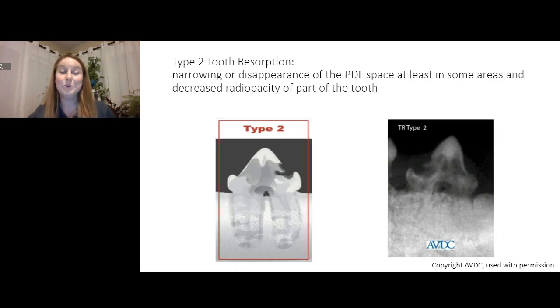which brings us to type 2. Type 2 tooth resorption is when we have a narrowing or disappearance of the periodontal ligament space in at least some capacity. Now, we'll probably also see decreased radiopacity of part of that tooth.